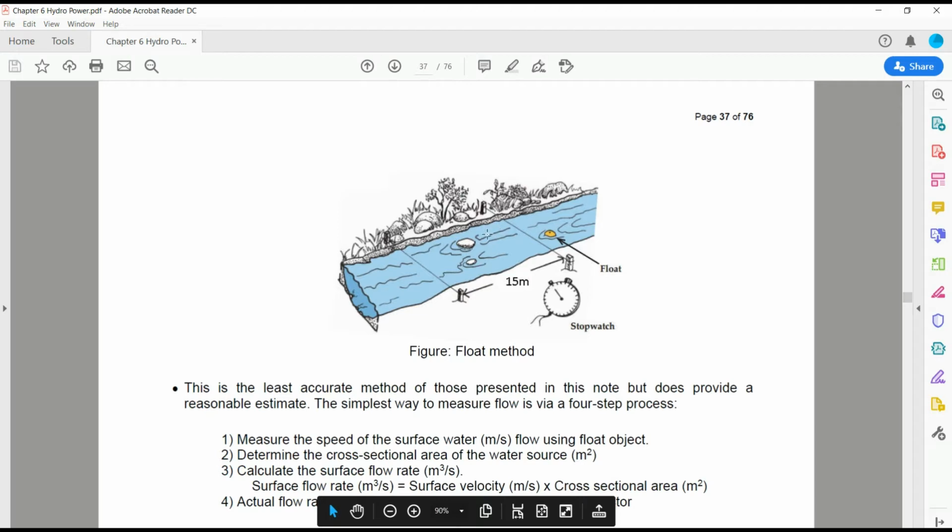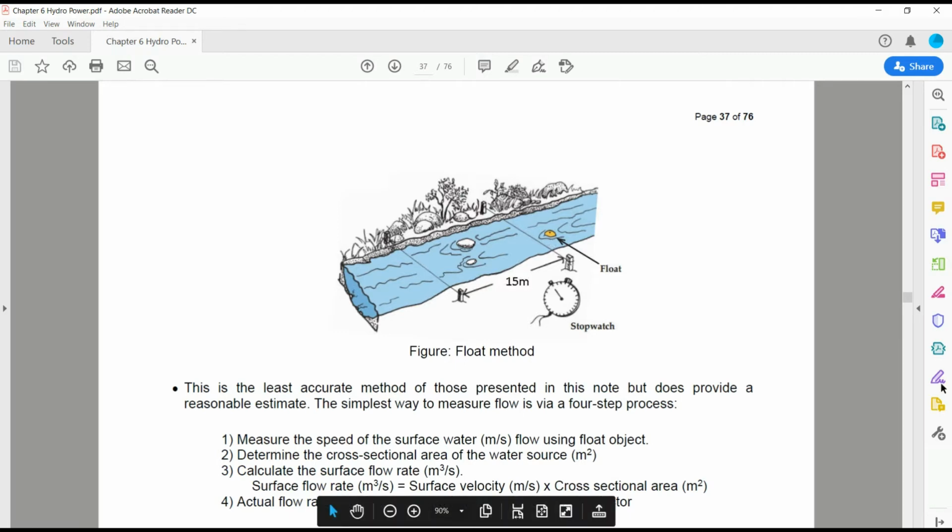So how to get this surface velocity? To get this surface velocity, you must make a timing here. In this example, 15 meters, and let's say the floating object travels from here to here and it takes about 10 seconds. So 10 meters here divided by 10 seconds, and then multiplied by the cross-sectional area of the river. So you estimate or you measure the cross-sectional area of the river.